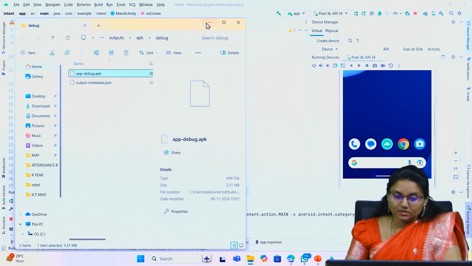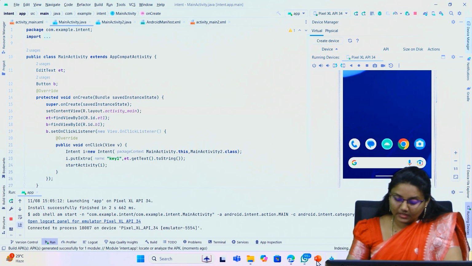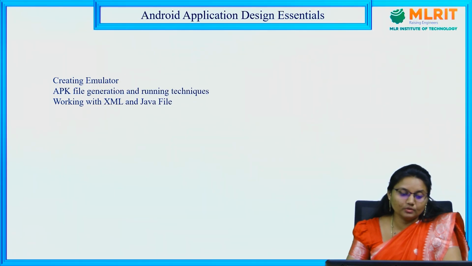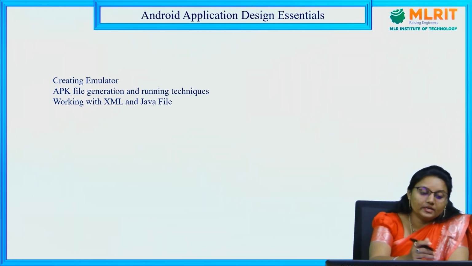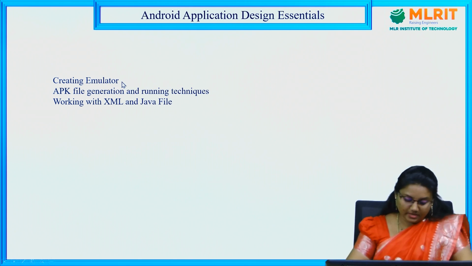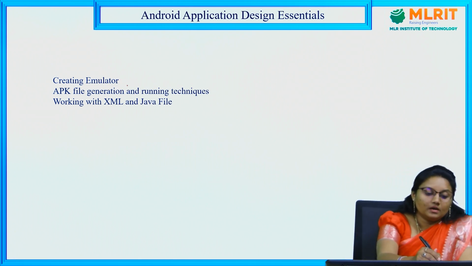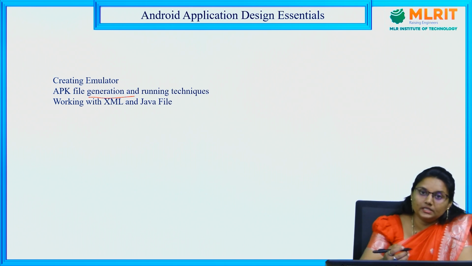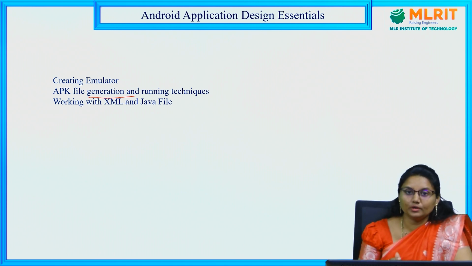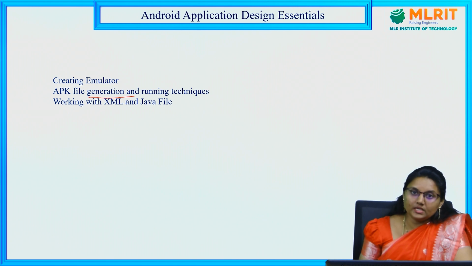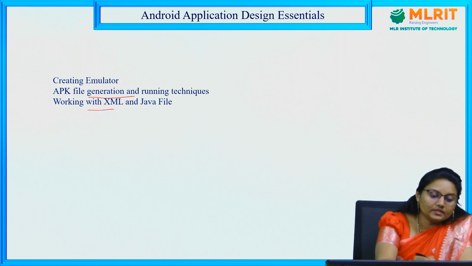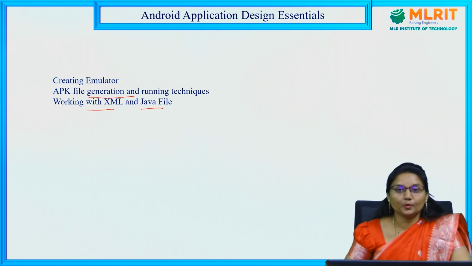Okay, so getting back to the PPT. So as we have discussed that in this session we are going to discuss creating an emulator. So I have shown you how to create an emulator. Then APK file generation. So the APK file has been generated. Just you have to connect your phone to your PC. Then just deploy that APK file to your mobile phone. Directly you will get that logo in the mobile phone. So you can execute it. And working with XML and Java files is also done. Hope you all understood. Thank you all.